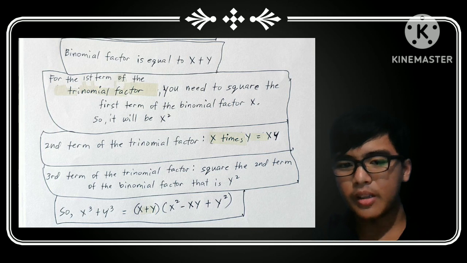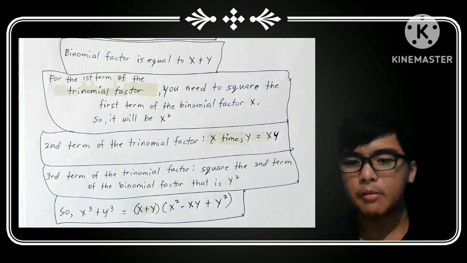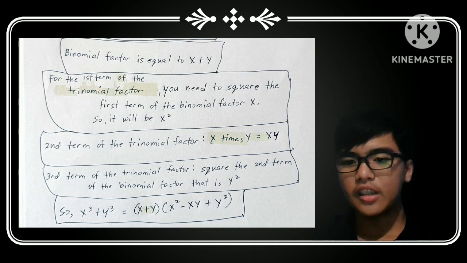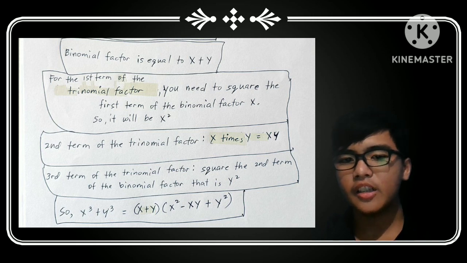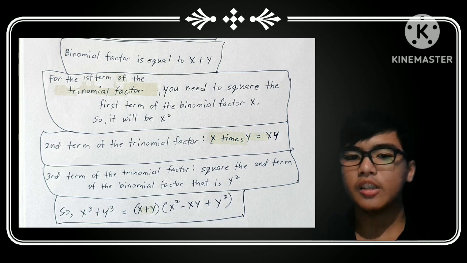For the first term in the trinomial factor, you square the first term of the binomial factor, which is x. So it will be x squared. And then for the second term of the trinomial factor, you just multiply the first term and the second term of the binomial factor. x times y, that is xy.